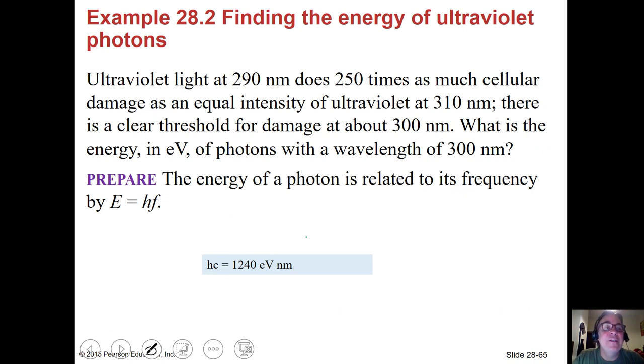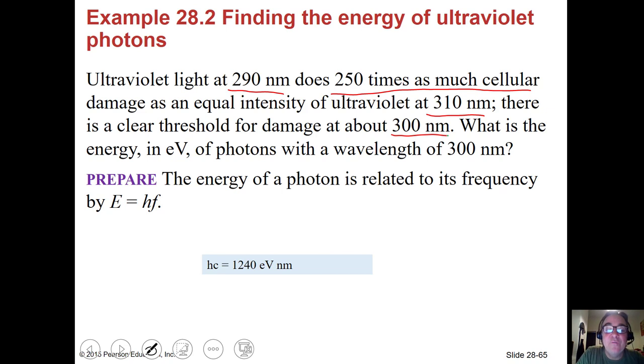Okay, so let's see. Here's an example. Ultraviolet light at 290 nanometers does 250 times as much cellular damage as an equal intensity of ultraviolet light at 310. Okay, so you got 290 and then you got 310. So 290 nanometers has more energy. So the smaller the wavelength, the bigger the energy. There is a clear threshold around 300 nanometers. Okay. What is the energy in eV of photons with a wavelength of 300 nanometers?